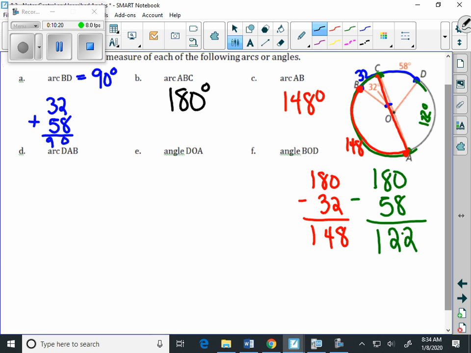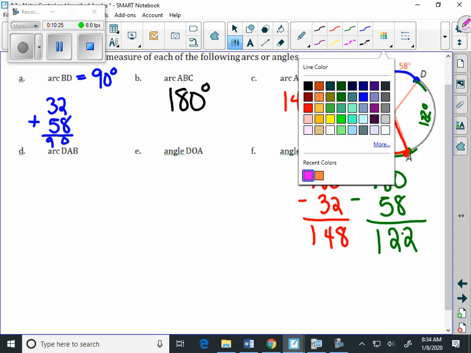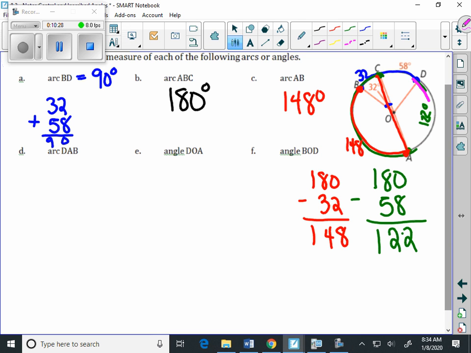Arc DAB, now that we've filled in everything in the circle, we can add up what we need to add up here. Arc DA is 122. Arc AB is 148. It's going to be a major arc, as we see, but when we add these two together, say it is 10, 7, 270.